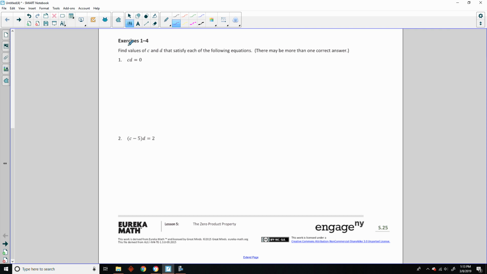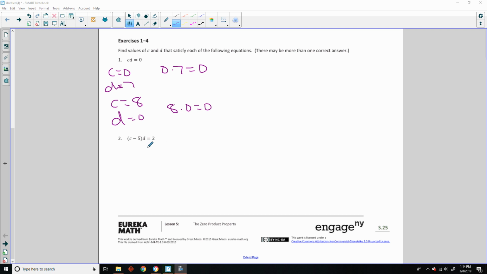All right, assuming you have done this, it says find the values of C and D that satisfy each of the following equations. There may be more than one correct answer. So I would say C equals 0 and D equals 7. Since C is 0, that'd be 0 times 7 equals 0, and that is true. How about C equals 8 and D equals 0? Then that would be 8 times 0 equals 0.